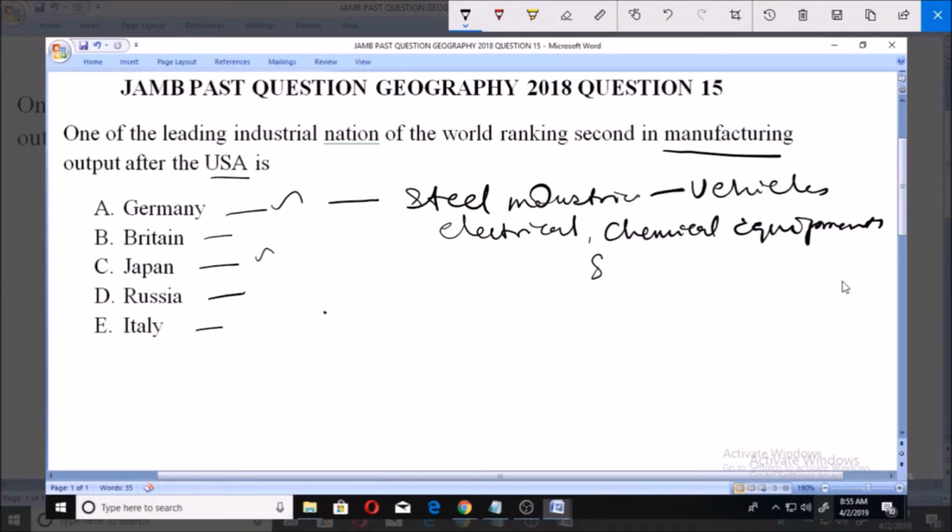Another country that is very high in production is also Japan, but from information from World Manufacturing Industries, we find out that Germany has an edge over others, especially being the next following the USA.